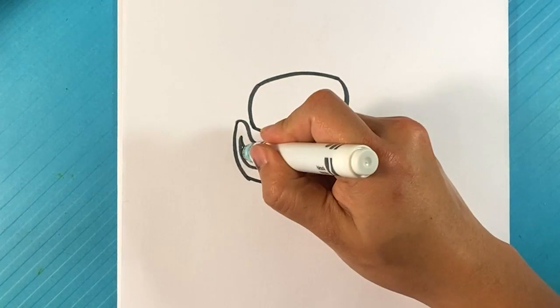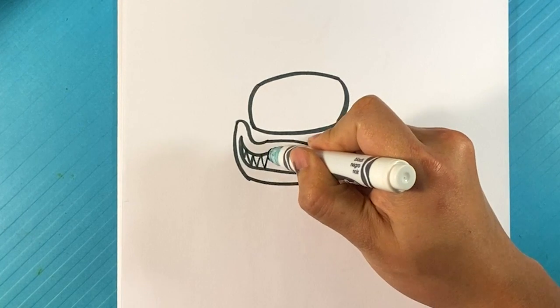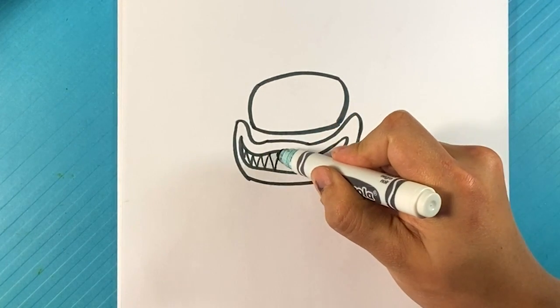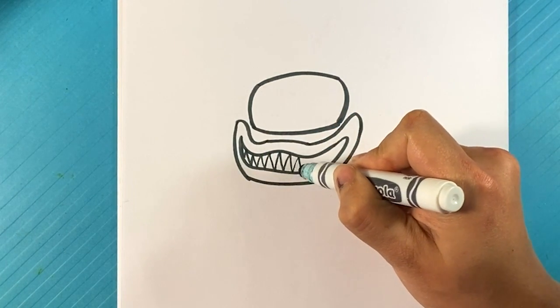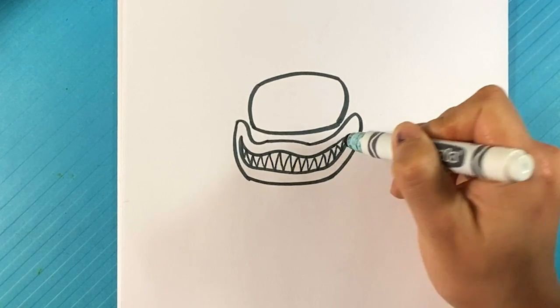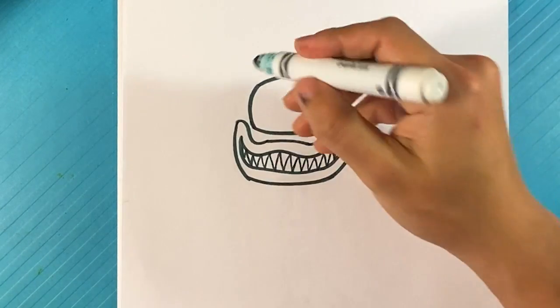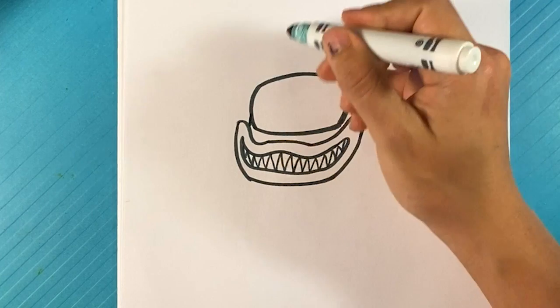Alright, let's go over here and we can draw the teeth right here. And it's really just like a zigzag shape in his mouth. Right on. Line over here.